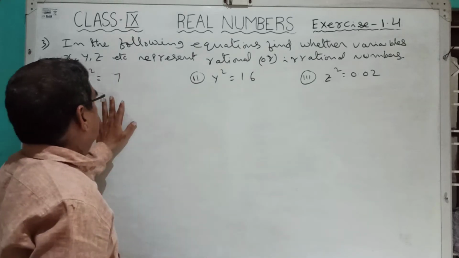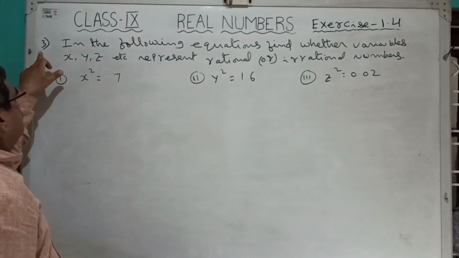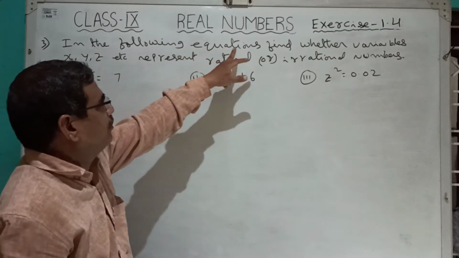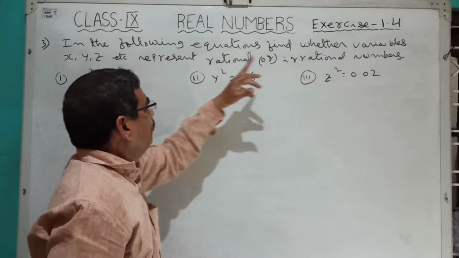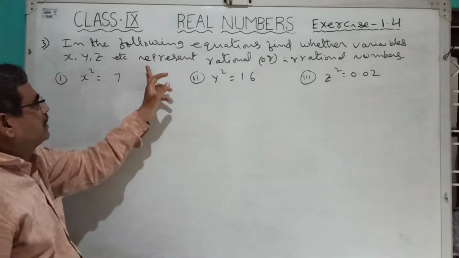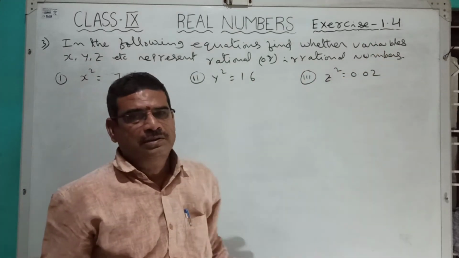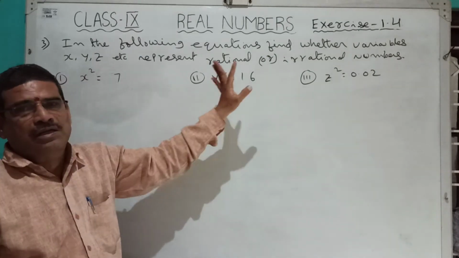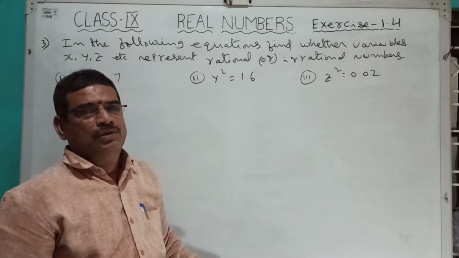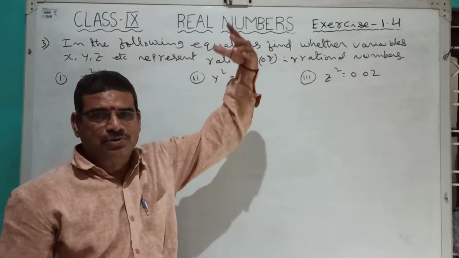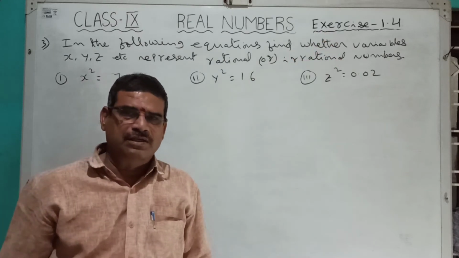Okay. So the third question is: in the following equations, find whether the variables x, y, z, etc. represent rational or irrational numbers. So we have to say whether x, y, z are rational or irrational.